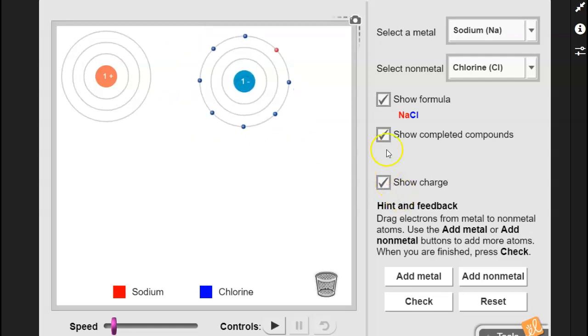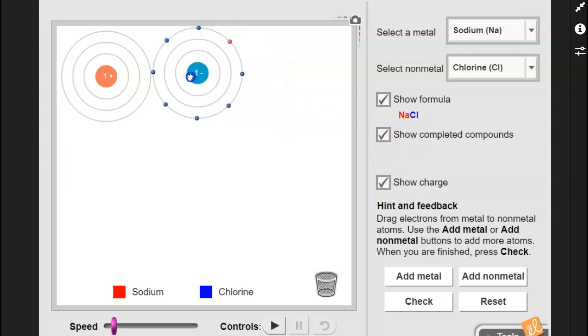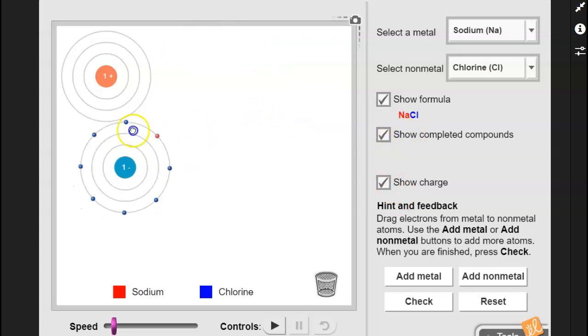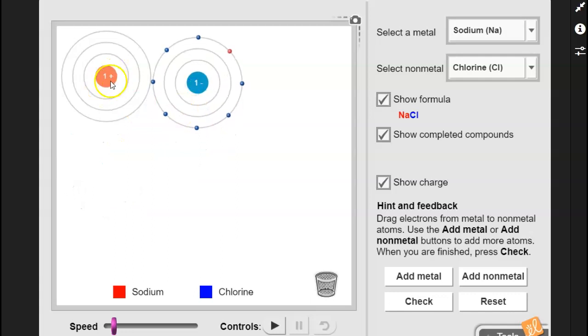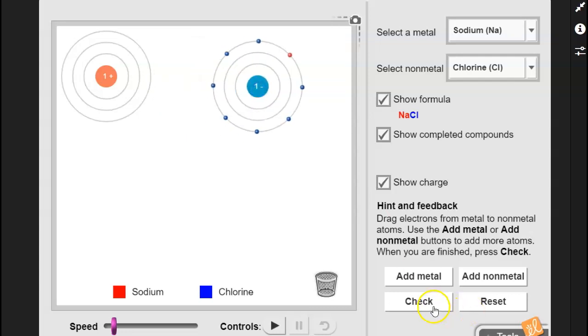I've got my charges shown there. And these guys would be attracted to each other. A positive and a negative would be attracted. If I'm not sure, I'm going to hit check here. I think everything is good. My sodium atom's happy. It has 0 electrons on the outside. My chlorine atom is happy. It has 8 electrons. This -1 and this +1 kind of cancel each other out.